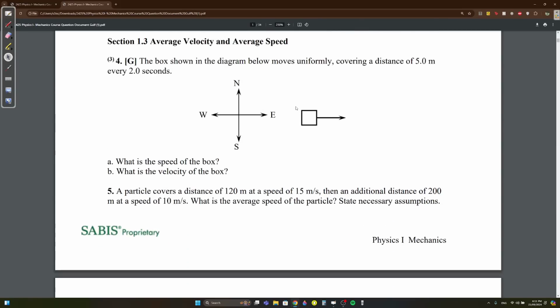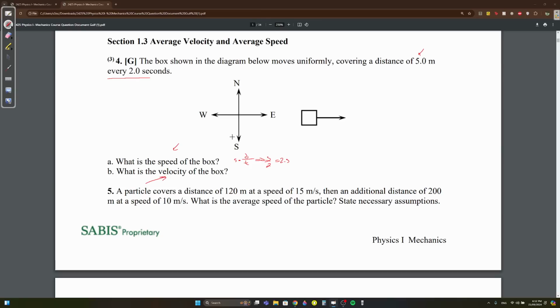The box shown moves uniformly, covering a distance of 5 meters every 2 seconds. What's the speed of the box? Distance, time. That's it. Speed is distance divided by time: 5 divided by 2, which is 2.5.